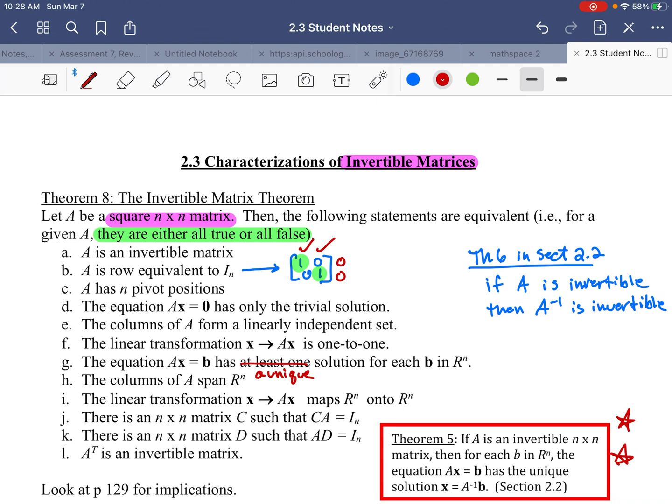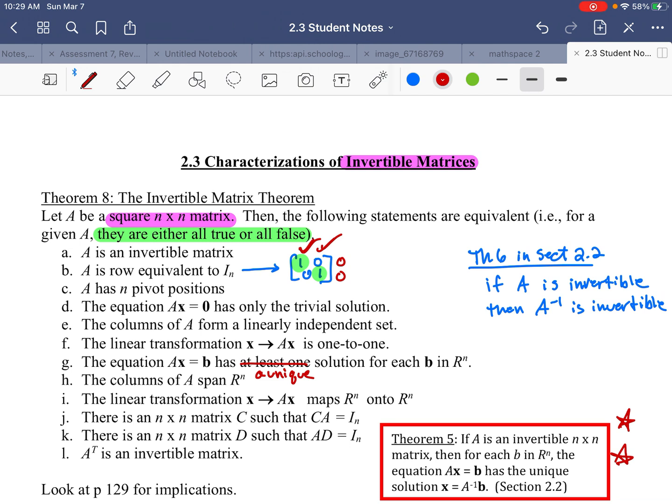So think of this: AX = B has at least one solution for each B in Rn. I'll come back to that later on when we're doing this example at the bottom of the page. Give me a second to go back to that. The columns of A span Rn. So great, they span the columns of a matrix up here. These ones span R2.